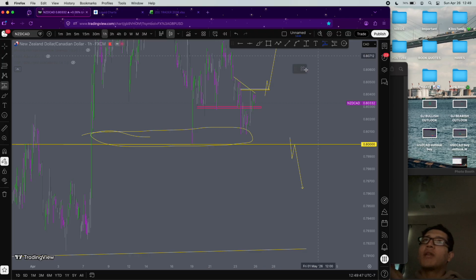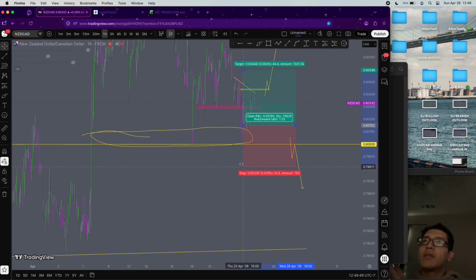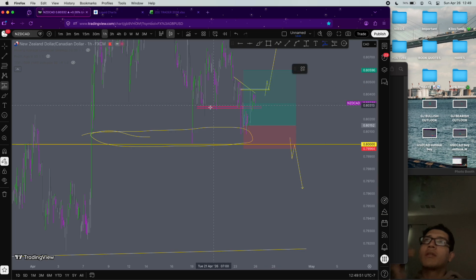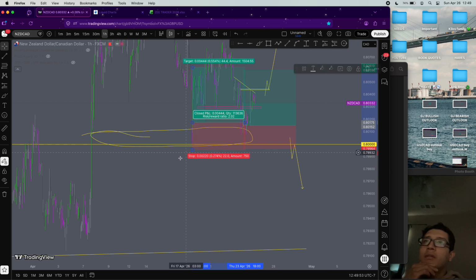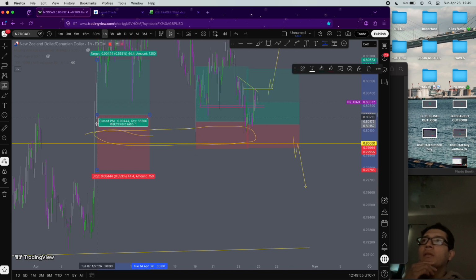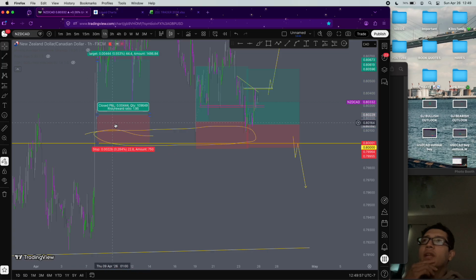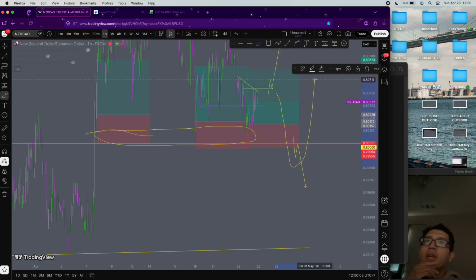Because if you think about it, there's people with stop losses right there, right there, right there. So their stop loss is below here. So maybe price could come and just mess all these people over and continue bullish, or it could continue bearish. Moral of the story, we just have to wait for price to get to 0.80.